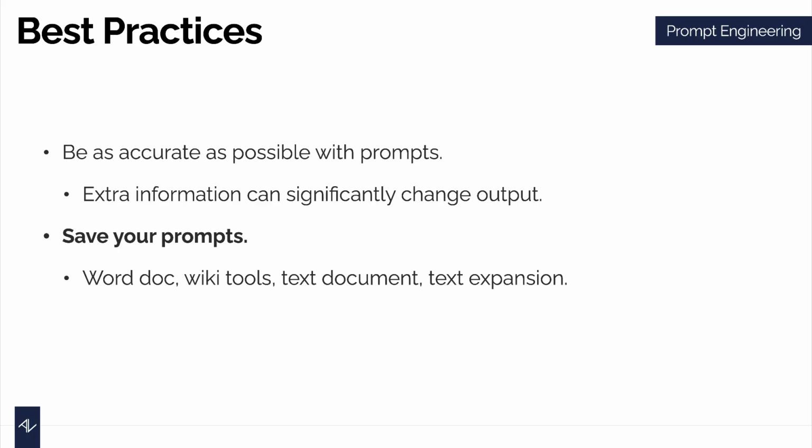All right, now that we've looked at some example prompts, let's look at some best practices. The first one is you need to be as accurate as possible with your prompts. And what you'll notice is that if you add extra information or different information in your prompts, you can significantly change the output that the AI provides simply by having that information in there.